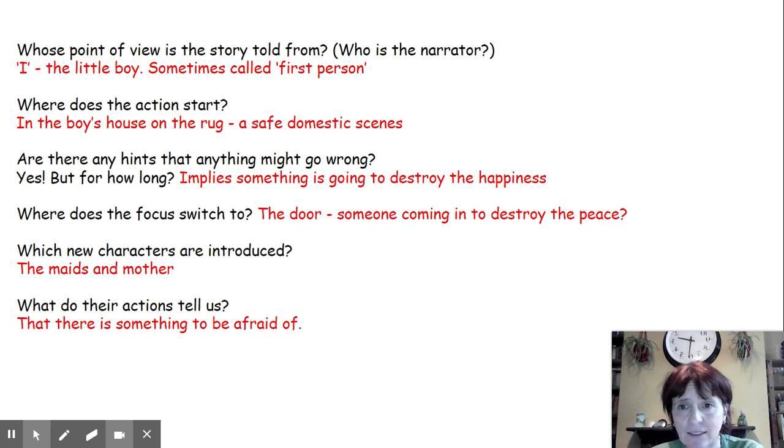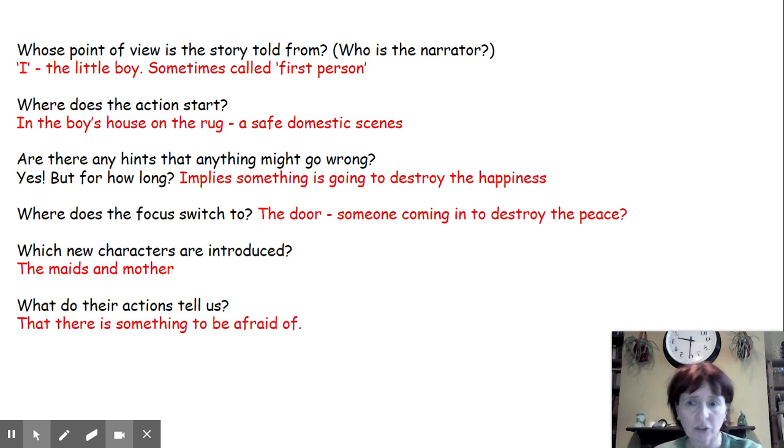Are there any hints that anything might go wrong? Well, yes, when he says, but for how long? That implies something's going to go wrong to destroy this nice, peaceful scene that he's a part of. And then where does the focus switch to? Well, we're on the rug, and then somebody knocks on the door. So we all turn and look at the door. The door becomes the focus of our attention.